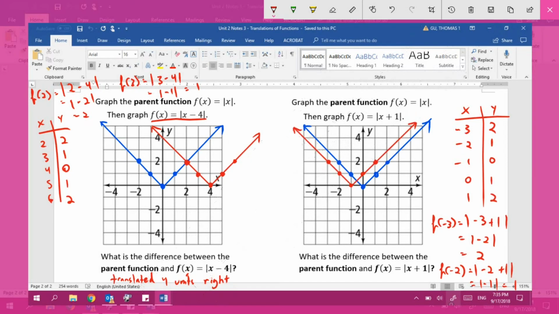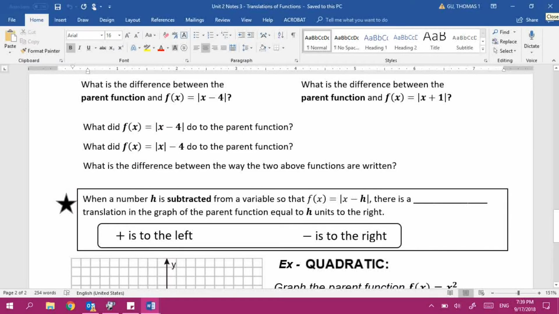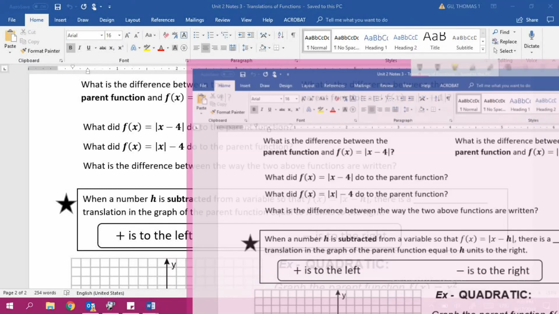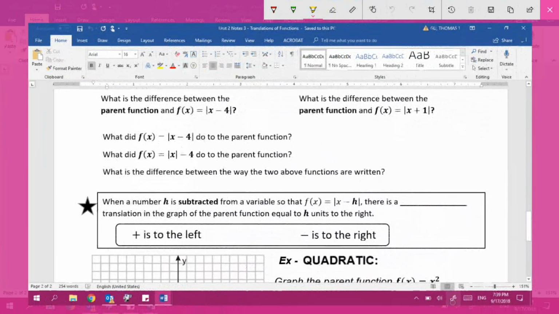What's the difference between the parent function and this graph, f of x equals absolute value of x plus 1? Translated 1 unit left. There we go. Let's take a look at these questions to check for understanding. What did f of x equals absolute value of x minus 4 do to the parent function? That's the example right above. Remember that shifted or translated 4 units right.